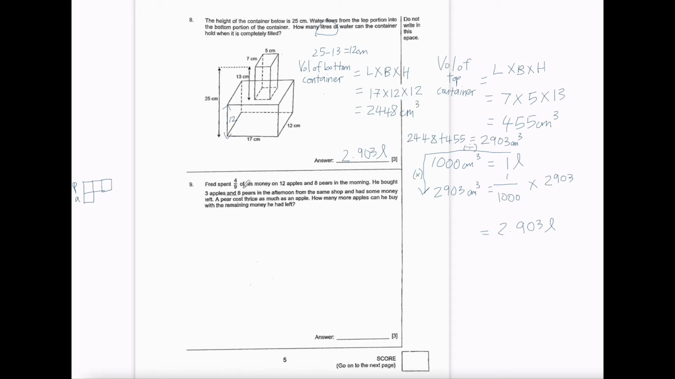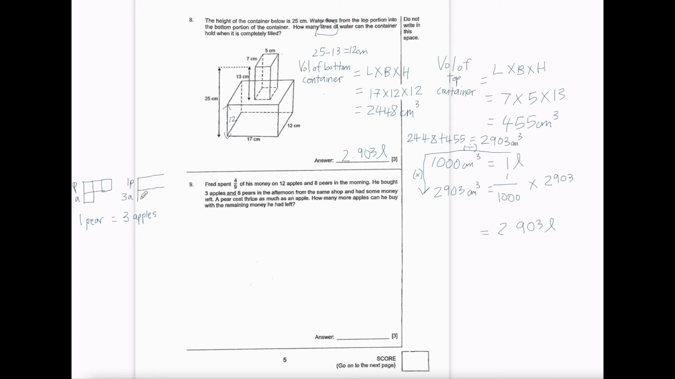So he spent 4 over 9 of his money on 12 apples and 8 pears, and I don't know what fraction of his money he spent on 3 apples and 8 pears, but we can find out. Okay, so 1 pear equals to, this is 1 pear, correct? 1 pear equals to 3 apples. Okay, because this is 1 apple and 1 pear, and in order to make it the same, I need to have 3 apples. Then I can have 3 units and 3 units.